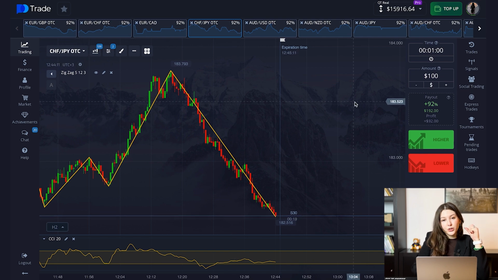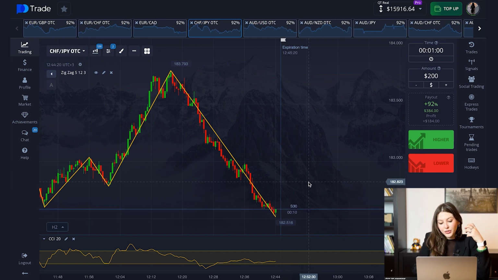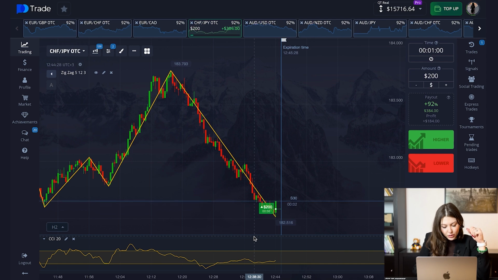So what we're gonna do right now, we're gonna double up the amount of money using the martingale strategy to cover up our non-profitable deal and have the profitable positions. Then we're gonna put the price higher here, and let's see what's happening on this asset.